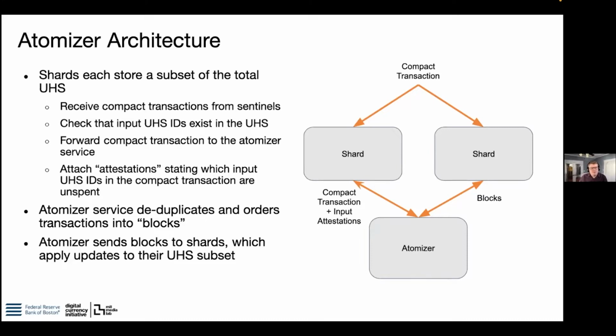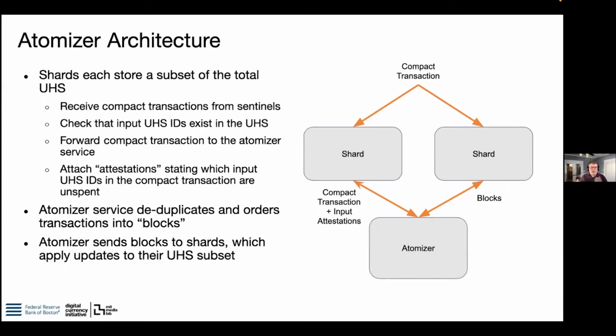The shards receive compact transactions directly from Sentinels. Their job is to check that the UHS IDs cited in the compact transaction actually exist in their view of the UHS. If a shard finds that there are inputs that exist in its UHS, it forwards the compact transaction to the Atomizer service and attaches a list of attestations, where the shard is saying these inputs in the transaction are the ones that are currently present in my view of the UHS.